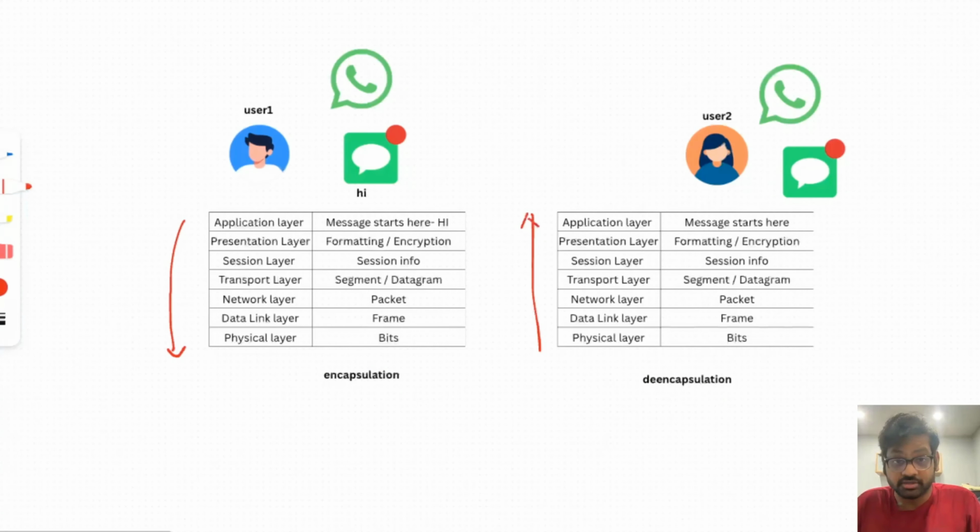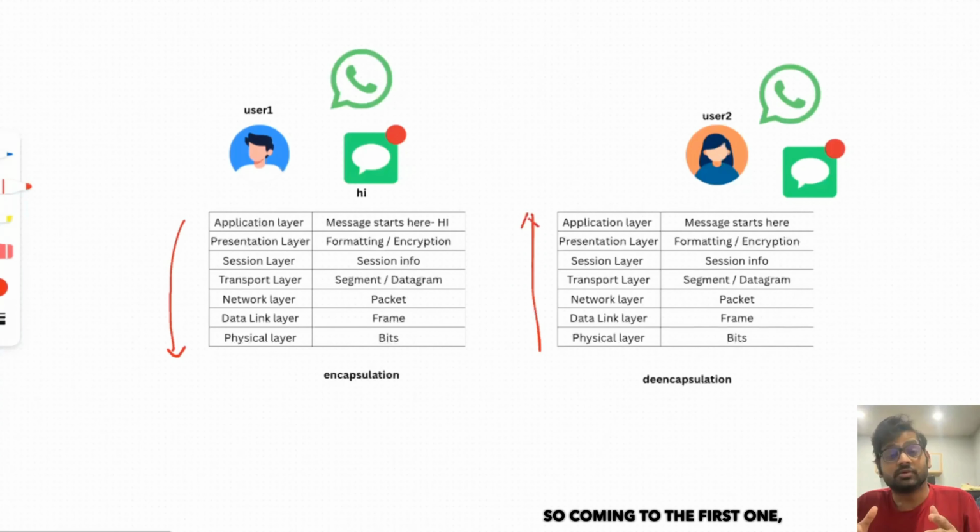So what is encapsulation? Encapsulation simply means wrapping your data with extra information layer by layer, just like packing a gift. Every OSI layer adds a small label that helps guide your message to the right destination. The journey begins from the application layer to the physical layer. When you send your message, at every stage it will be encapsulated. The application layer will encapsulate your message "hi", then the presentation layer does its encapsulation, then session, transport, network, data link, and finally the physical layer. We'll go step by step through what actually happens within each layer.